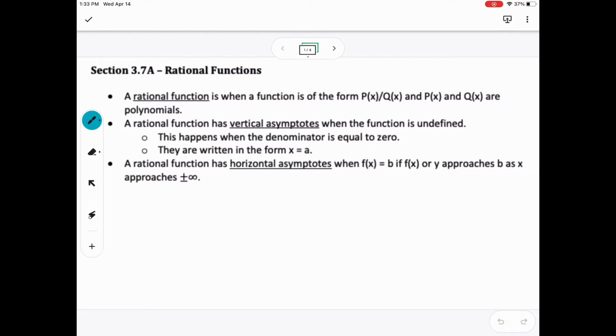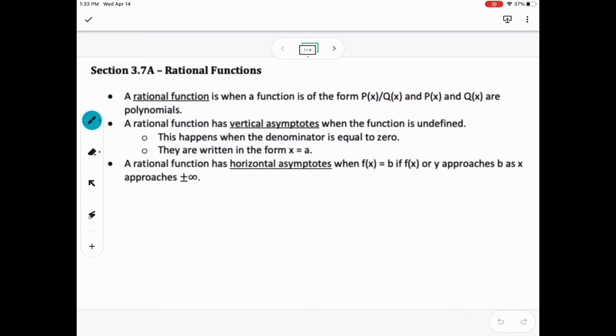Today's lesson is over section 3.7a. I'm talking about rational functions. A rational function is a function in the form of p of x divided by q of x, where both of those functions are polynomials, like we talked about in the last unit. A rational function will have vertical asymptotes, and that is when the function is undefined.